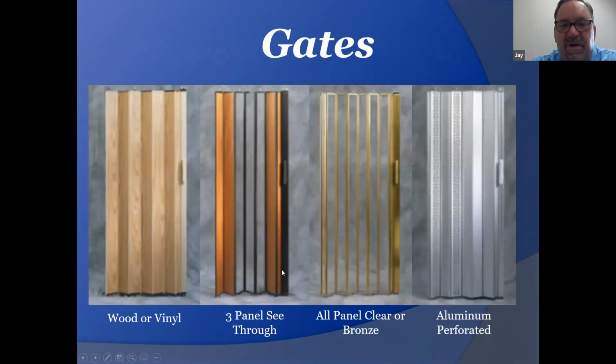Gates. I just wanted to show you, this is what comes on traditional, those first elevators we talked about. There's wood, there's see-through, there's clear, there's aluminum. It's just a preference. This one right here is the number one that we sell because it's clear. People like to see out. This is a supply chain issue right now within our industry. It's causing a 2 to 3 month delay because manufacturers can't get them.